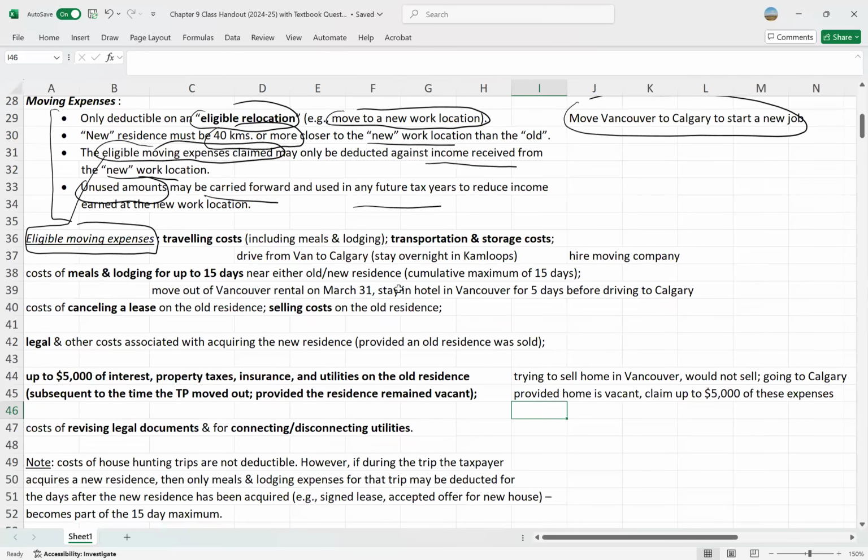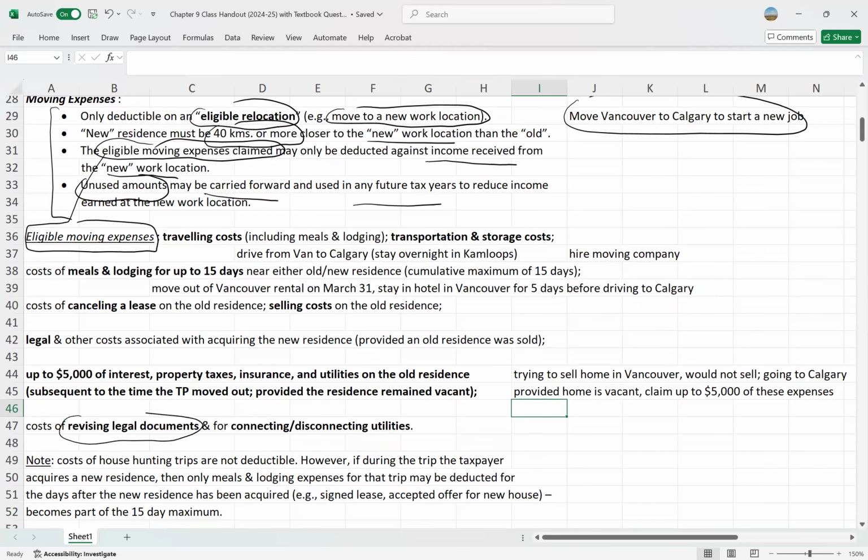If you have to revise any legal documents, you have to change your address, those sorts of things, those would qualify. If you have to disconnect or connect your utilities, usually there's a disconnection cost when you move out, and then when you reconnect at your new home, those costs would qualify as well. So this is just a list of eligible moving expenses that could be deductible under 3C as part of your moving expenses.